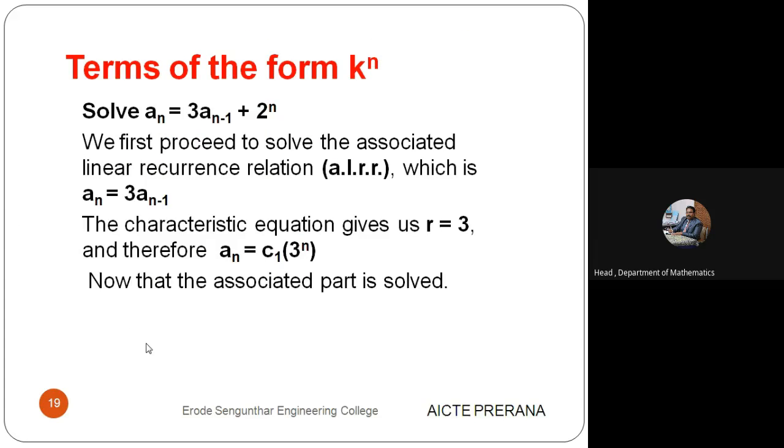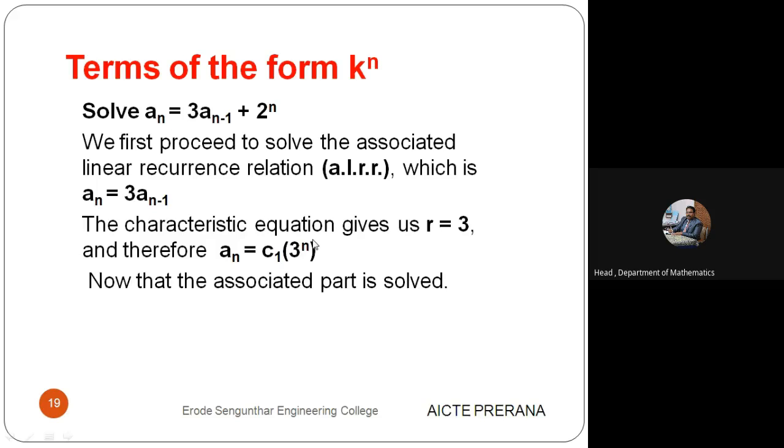In a non-homogeneous recurrence relation, the term f of n is of the form k power n. Then we see how we find the solution of this type. The given example is: solve a_n equal to 3a_(n-1) plus 2 power n. We first solve the associated homogeneous recurrence relation, that is a_n equal to 3a_(n-1), that is a_n minus 3a_(n-1) equal to 0.